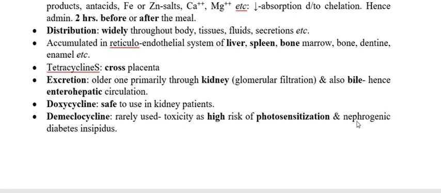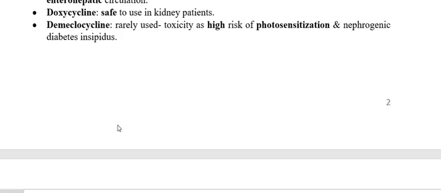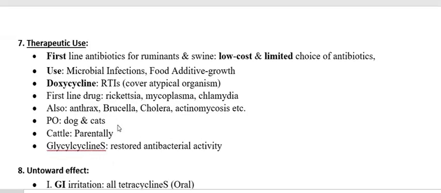and this produces a condition we call nephrogenic diabetes insipidus. So demeclocycline not only causes photosensitization, it also produces nephrogenic diabetes insipidus because of the reduction in the antidiuretic hormone. Therefore, among all tetracyclines, demeclocycline is used very rarely because of these two properties. So this is very interesting and important.